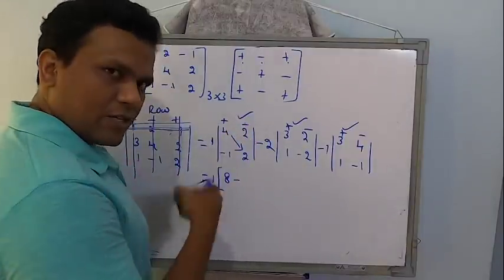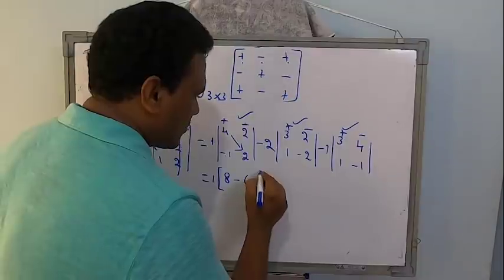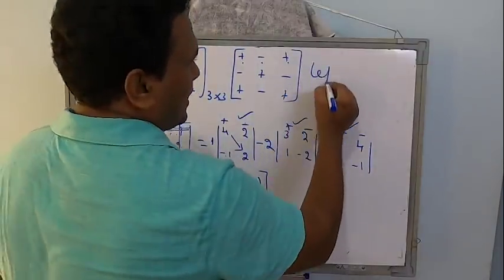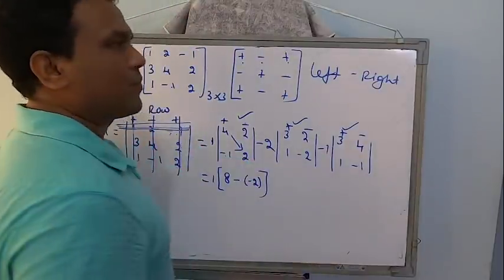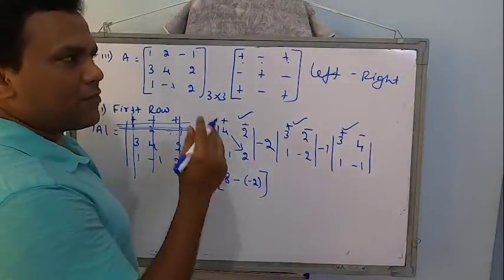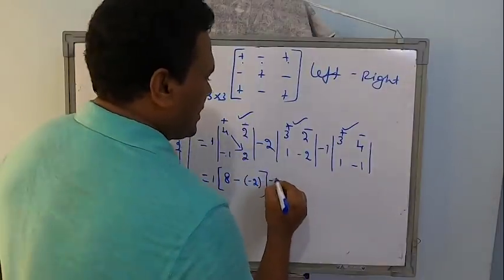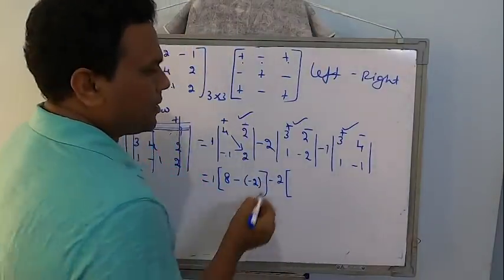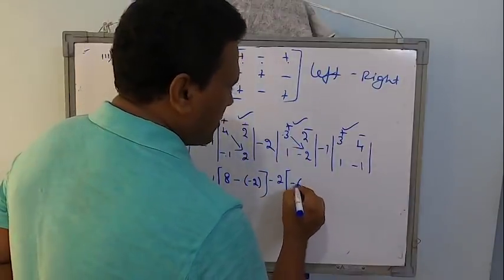And minus, first write down the minus sign. Then 2 multiplied by minus 1 will be minus 2. Left minus right. That is what you have to remember if you are expanding from the first row. So just remember it this way: left diagonal minus the right diagonal. Fine. The next, minus 2. Open the bracket. Multiply the left diagonal first.